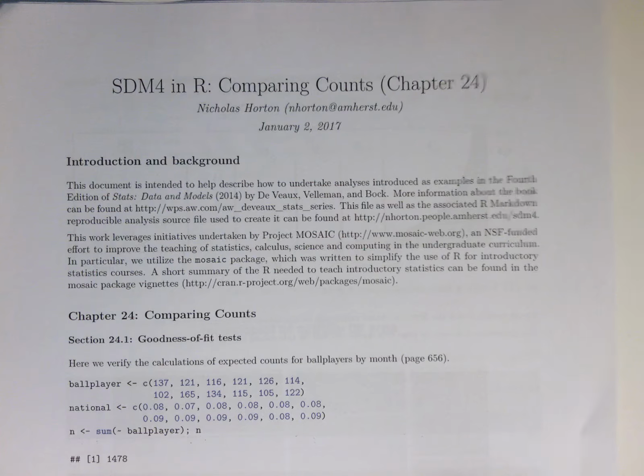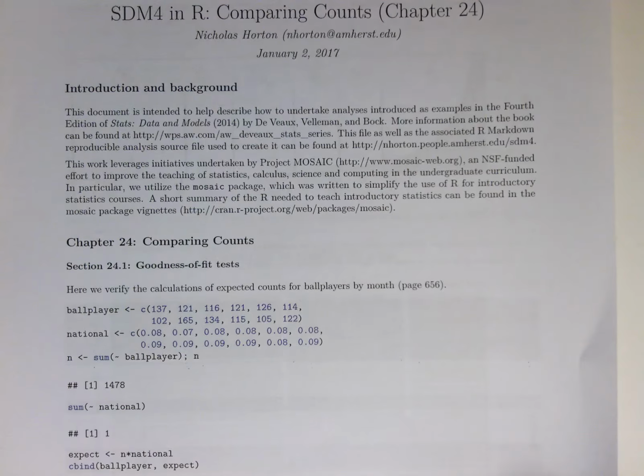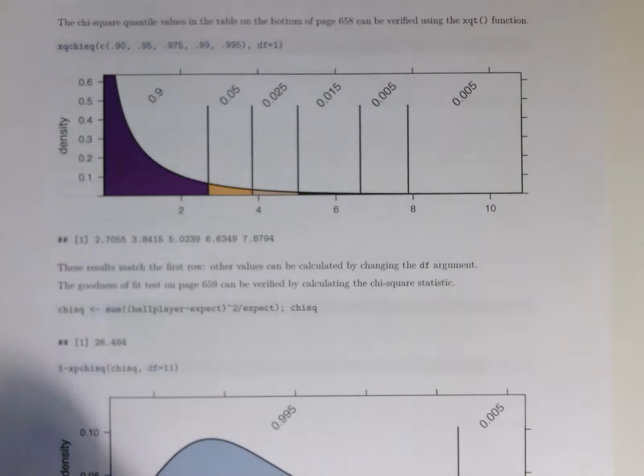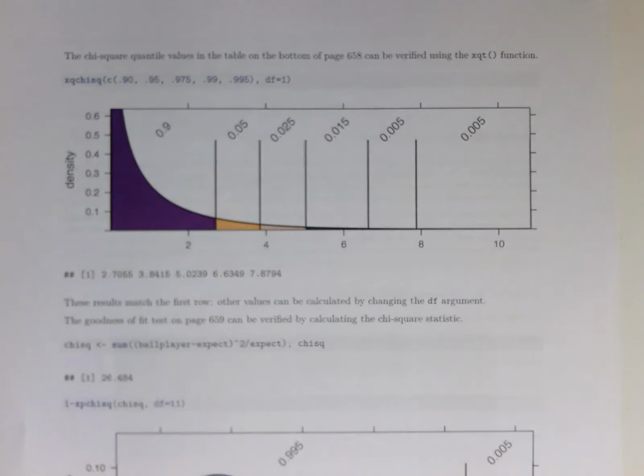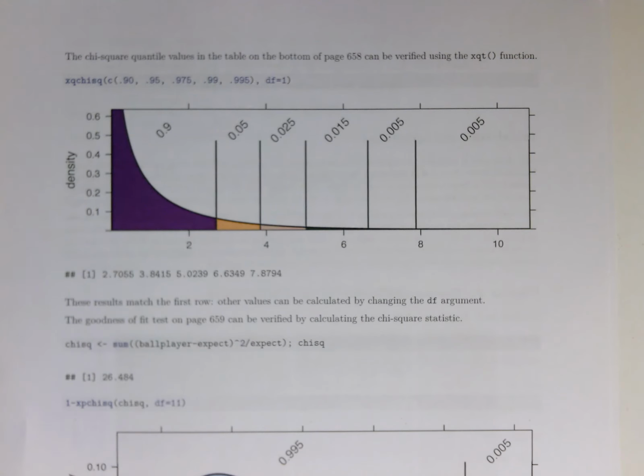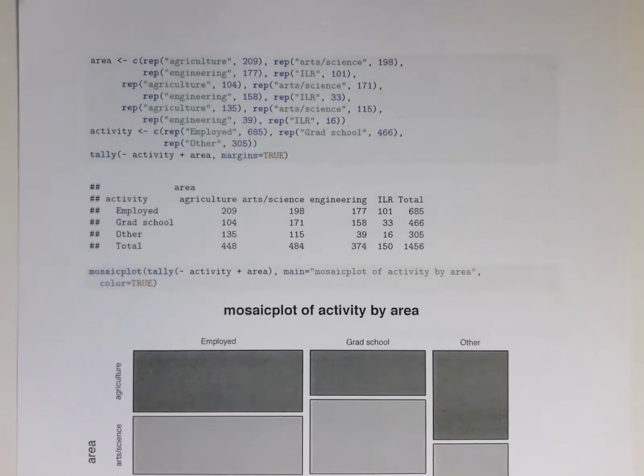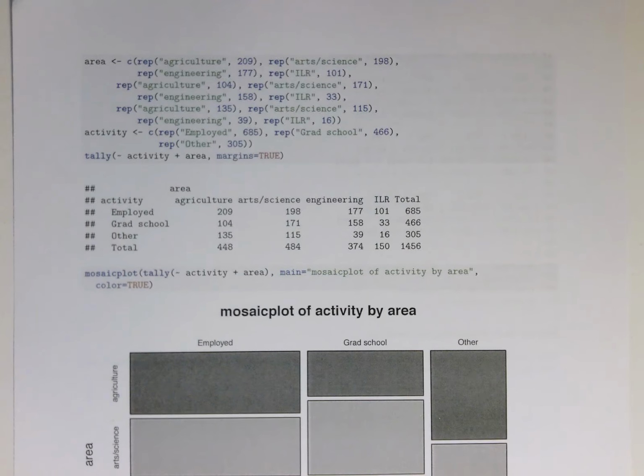So I'm in Chapter 24 of SDM4 and R. We can load in these data just by creating vectors of the observed and expected counts, and go ahead and look at the chi-square distribution. So here we have xp chi-square, which gives us a nice distribution for these. And we can then calculate that test of homogeneity. Here's a mosaic plot of that as well, which gives us a sense of what's going on.